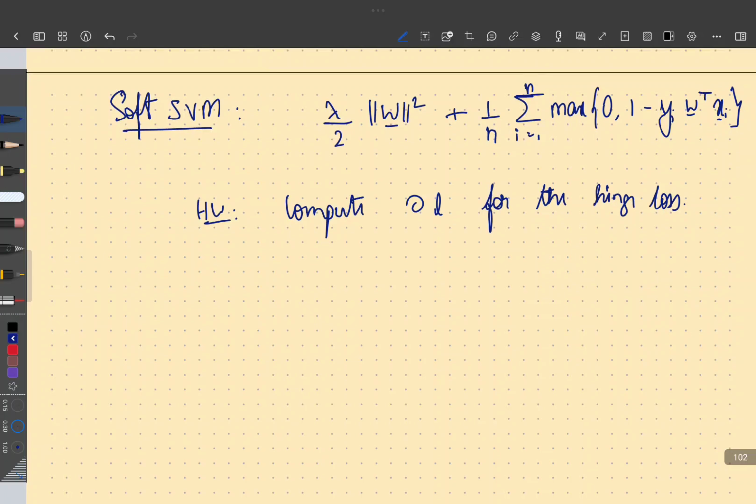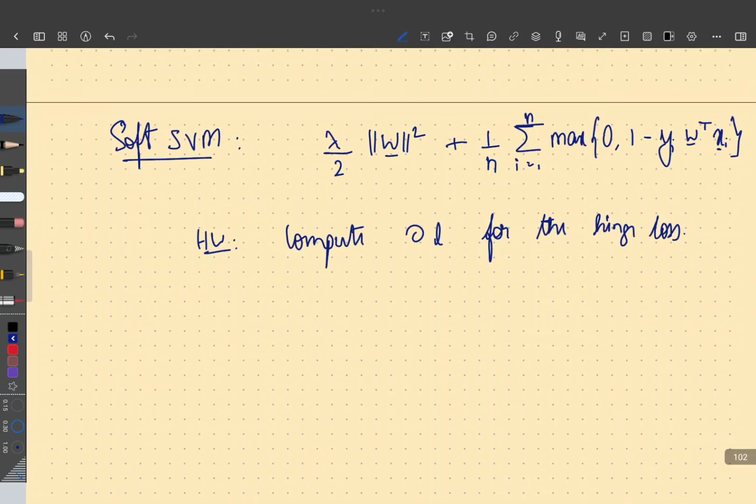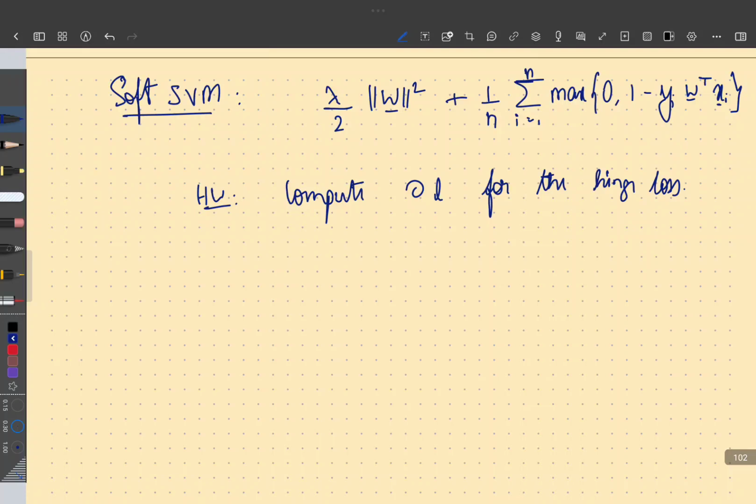Okay. I'm sorry? The subdifferential set or the subgradient set? Yes. That is the set of all subgradients at all points. Right.